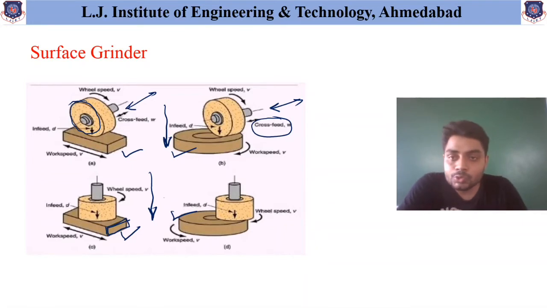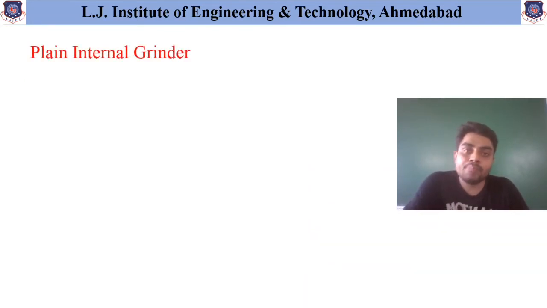Now let us move to the next topic, that is the plain internal grinder. The plain internal grinder machine is similar to the plain cylindrical grinding machine. As we have seen, the plain cylindrical grinding machine is useful for finishing the outer surface of the component, whereas, as the name suggests, the internal grinder machine is helpful for finishing the internal surface of a hollow component.